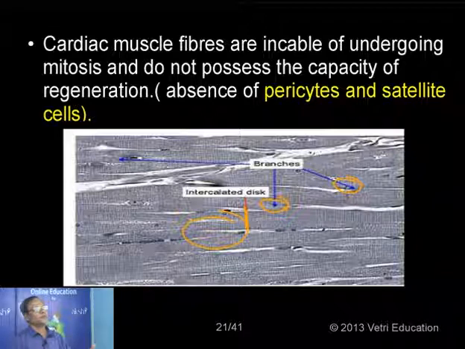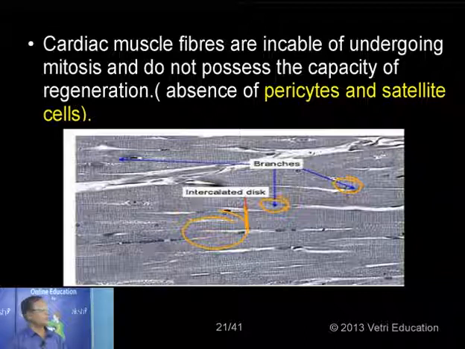Generally the muscles are like the nervous tissue, but specifically speaking, the cardiac muscle fibers are incapable of undergoing mitosis. They never undergo division once formed. And also they do not possess the capacity of regeneration. And that is why we can have the myocardial infarction or some kind of heart attack, etc. This is because of the damage of the heart tissue. Once a part of the heart tissue is damaged, it cannot be regenerated once again.